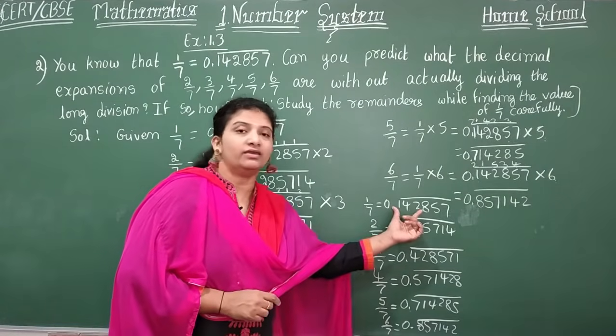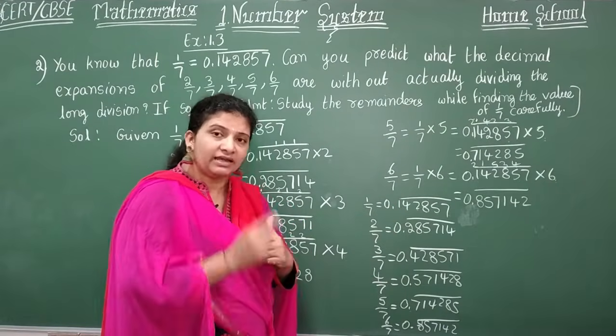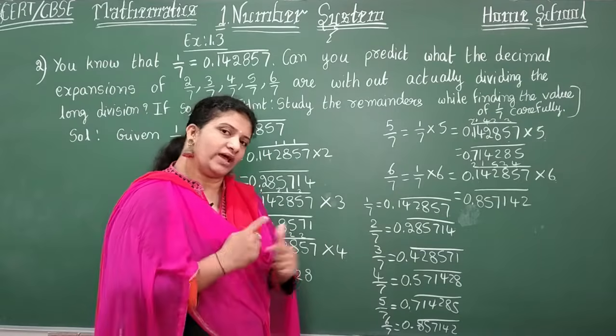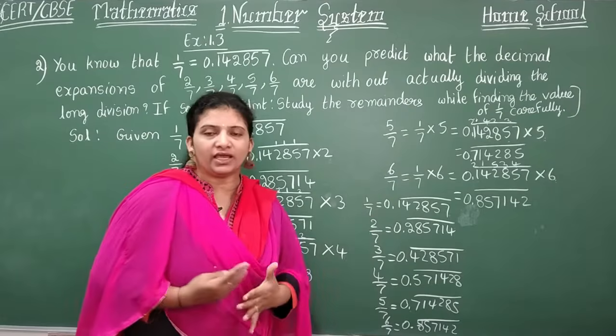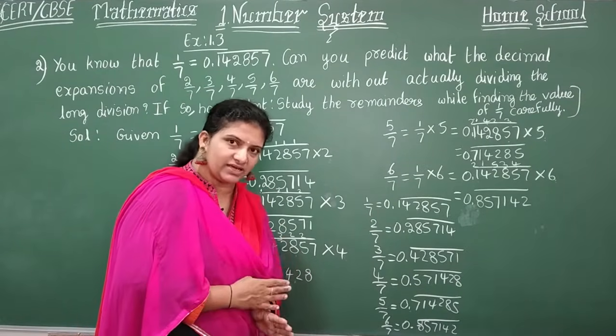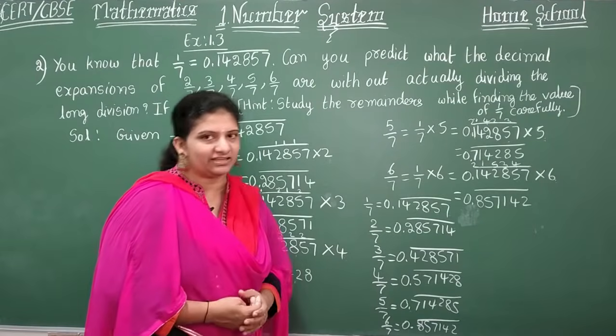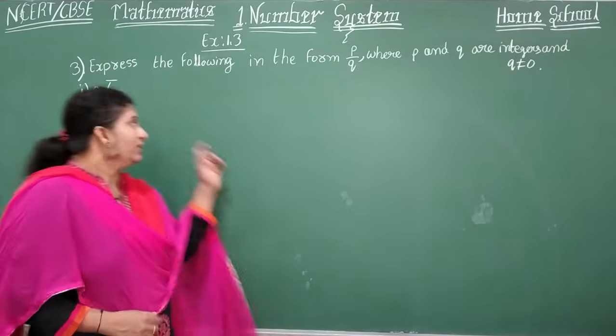compare only the bar where you have those 6 digits are interchanging one by other way, right? So the digits, we are not getting any new digit. The same digits what we have in 1 by 7, those digits are only interchanging. Let's see the next problem. Let's see the third one, children.